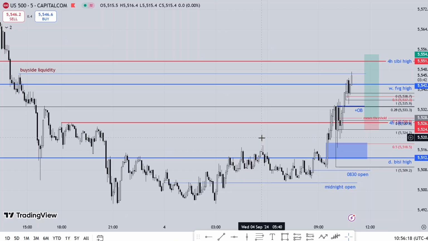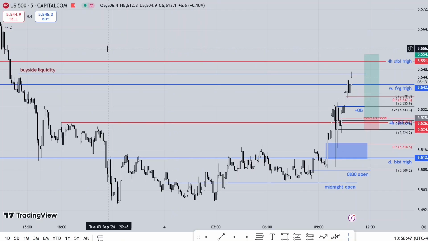So we've tapped buy side liquidity now resting here, which is the buy side from the 15-minute time frame. So we've pierced it here, and we're interested in at least 2 pips to 2 handles to 3 handles above the buy side liquidity, which is just at this 4-hour CB high.